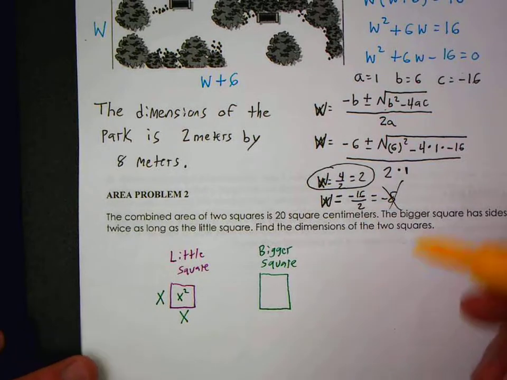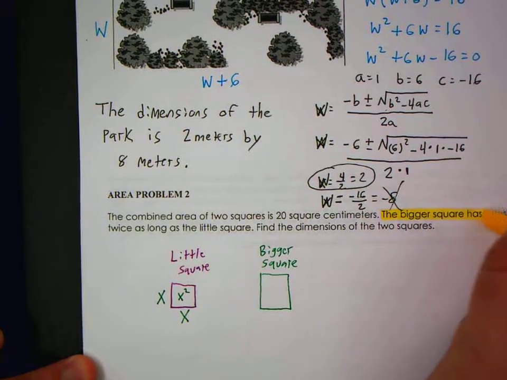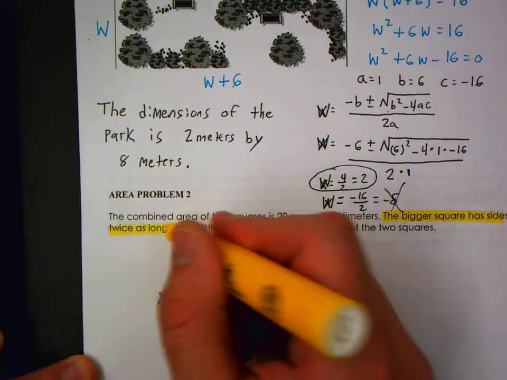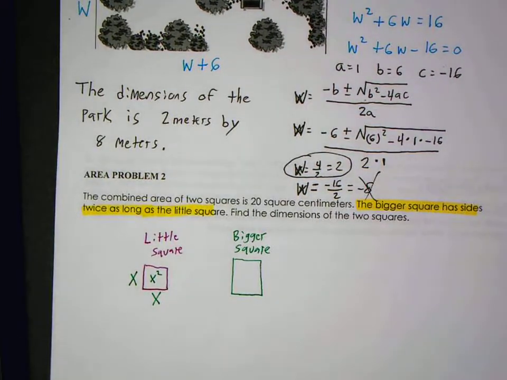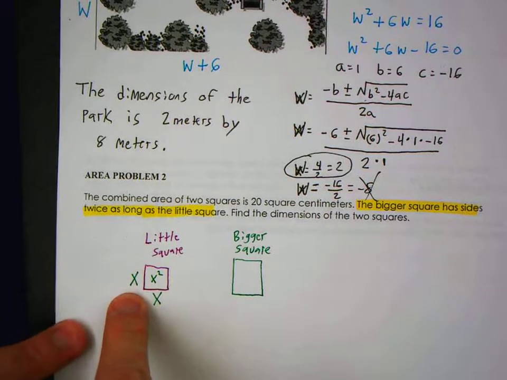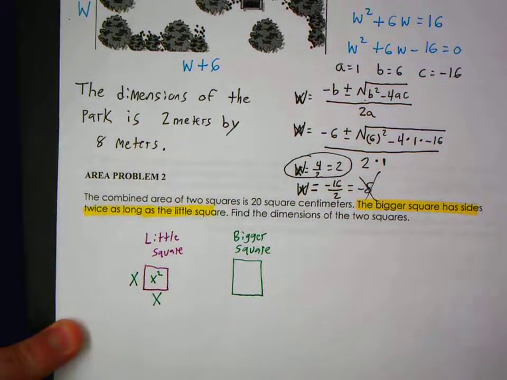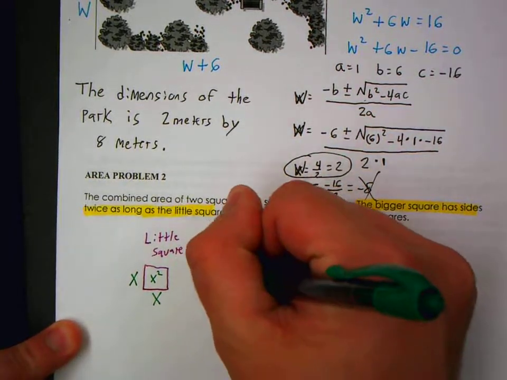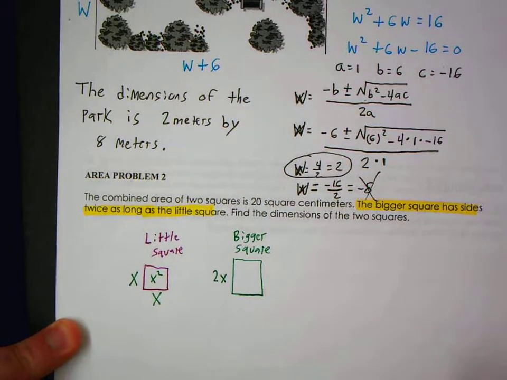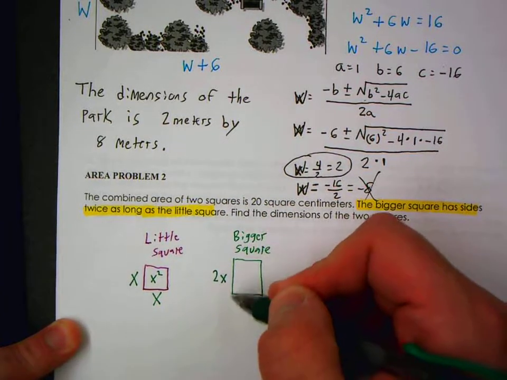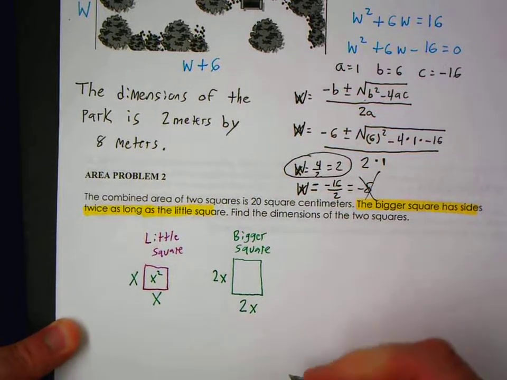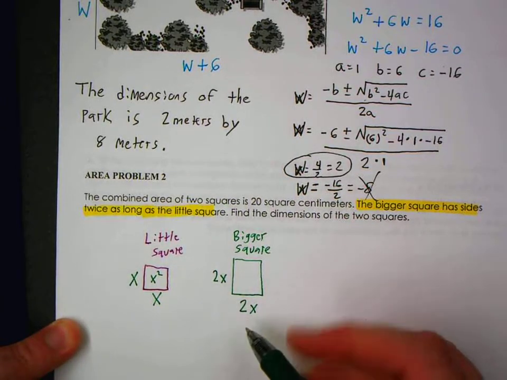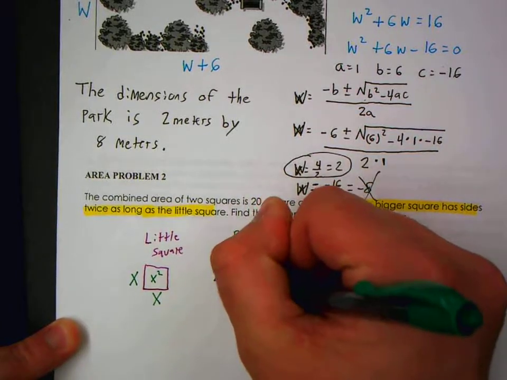And then the bigger square has sides twice as long as the little square. Well, twice as long, if this is x long, twice as long would be 2x. Does that make sense? And if that's 2x and it's a square, this is also 2x. So the area of this square would be 2x times 2x, 4x squared.